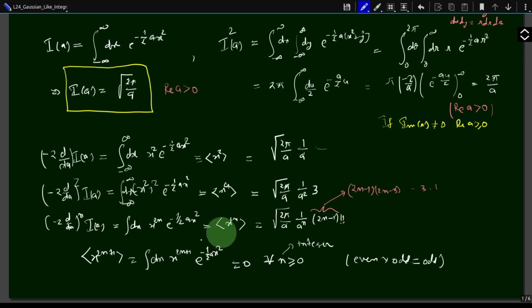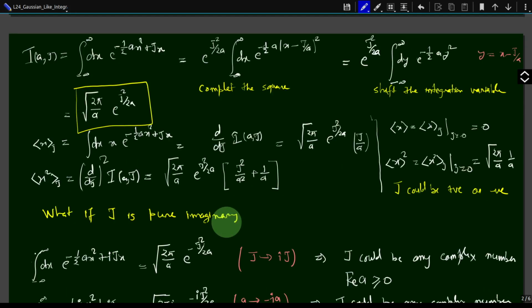Now this is one set of properties I have. Now another kind of integral that one is usually interested in is this I of a, j.